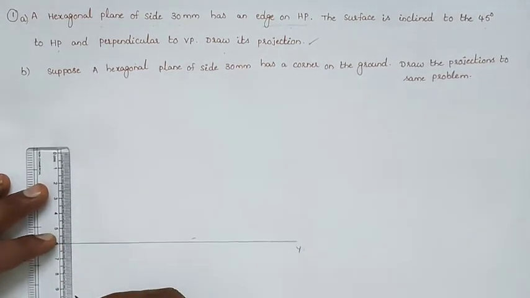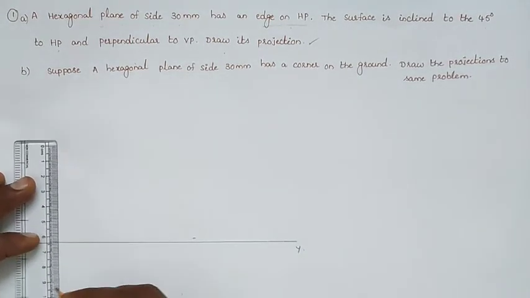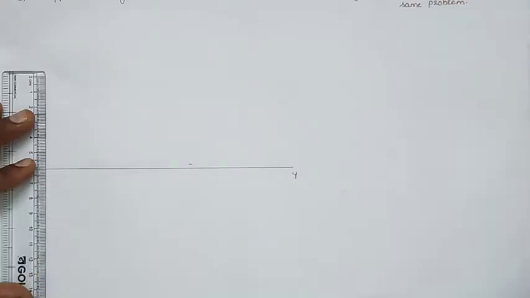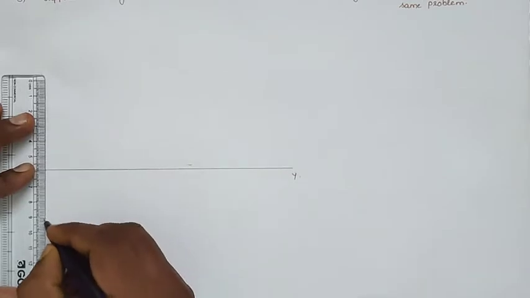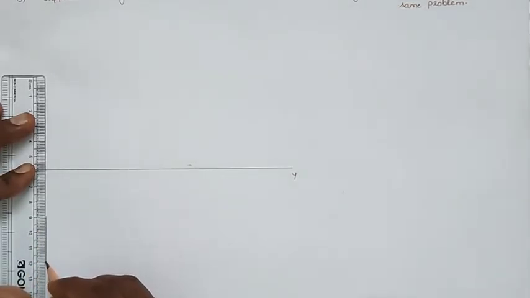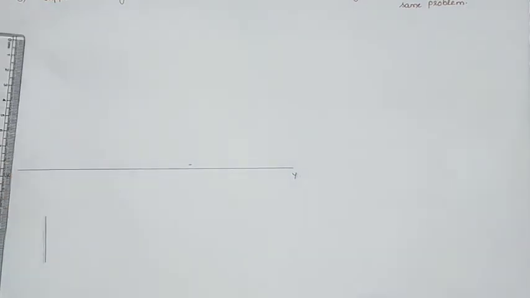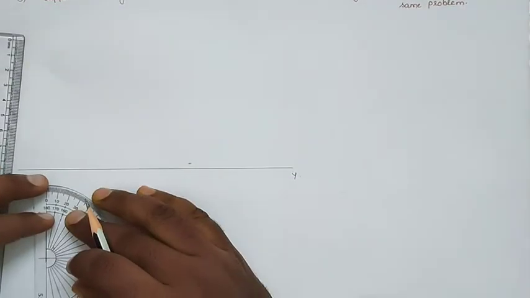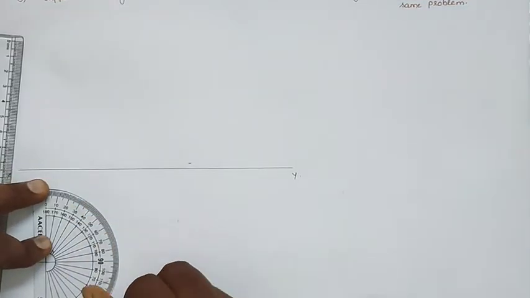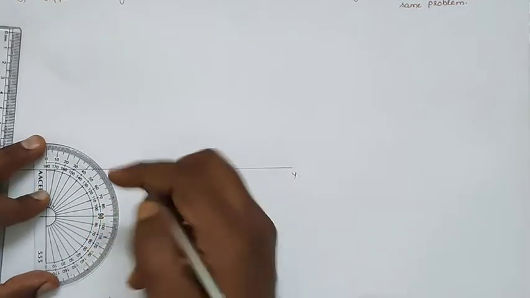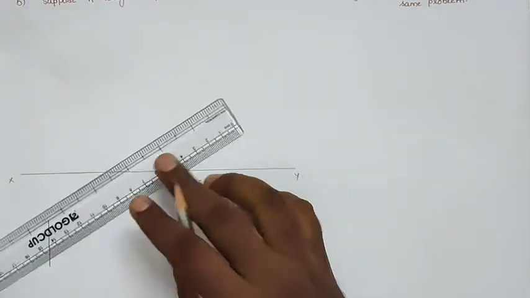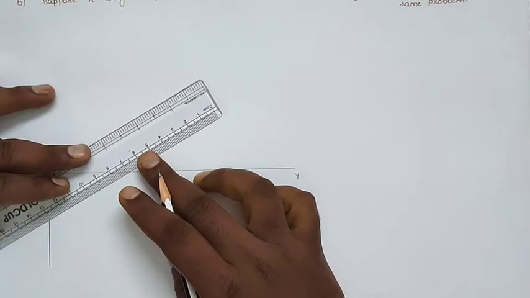Draw a side perpendicular to the reference line with 30 mm as the top view. We can construct a hexagon by making each angle 60 degrees. We will construct a hexagon by taking each side as 30.